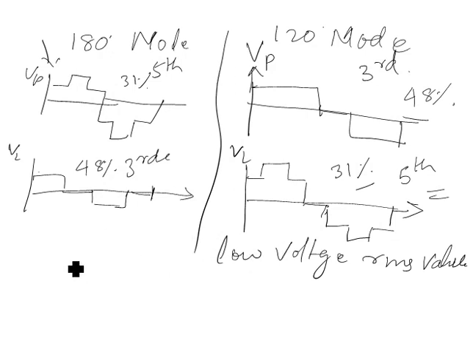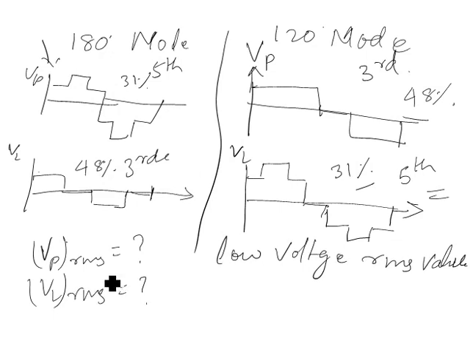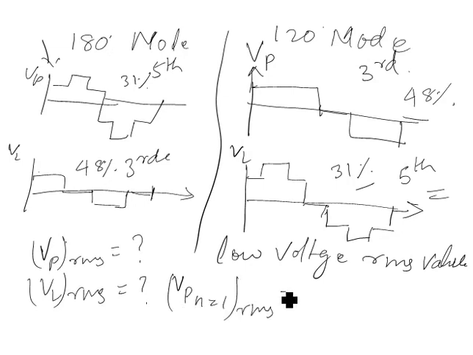You compare the phase voltage RMS value, then the line voltage RMS value, both the comparison, then the phase voltage fundamental value n equal to 1 RMS, and the line voltage n equal to 1 RMS.